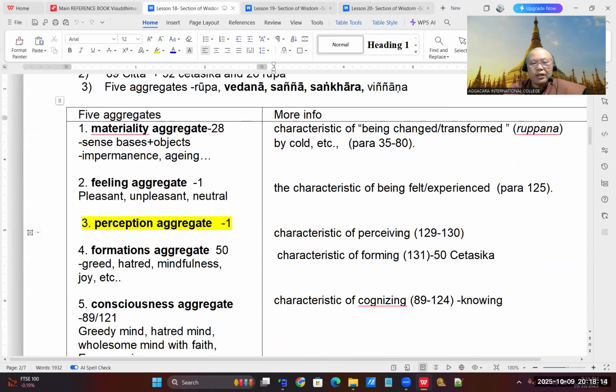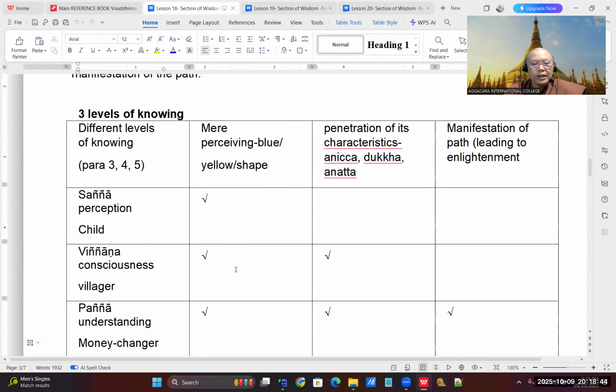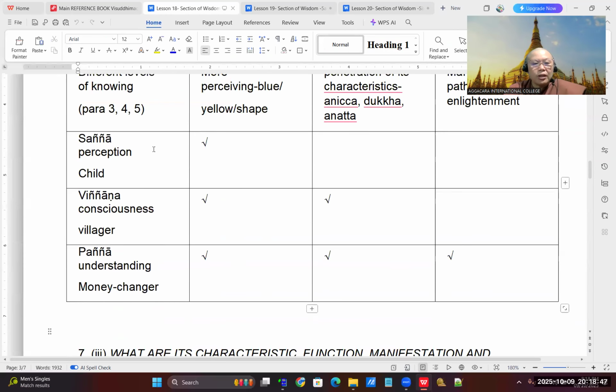Perception is more on perceiving. It's kind of like what we call marking in the mind, or memory, or labeling. Formations, there are many, 50. Because of this, sometimes people don't know how to meditate, because there are 50 of them. So we just meditate on whichever is easier. The easier ones will be like effort, like intention to walk, intention to sit, or effort to see, to walk, and so on. Consciousness is a lot. So we have three kinds of knowing: you have perception, you have this one, and you have the consciousness and panya, the wisdom.